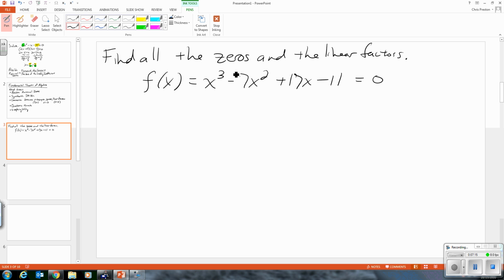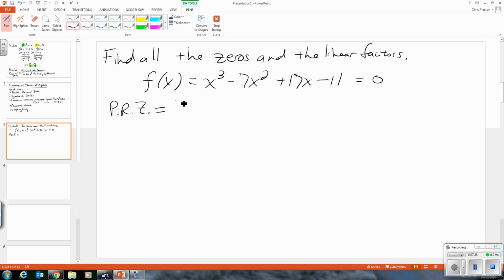But according to the fundamental theorem of algebra, there's got to be 3 zeros and 3 linear factors. So I need to kind of get my foot in the door somehow. And so what I'm going to do is create a list of possible rational zeros here. Right now anything could work, and what I want to do is narrow from infinity down to something that's a little bit more manageable.